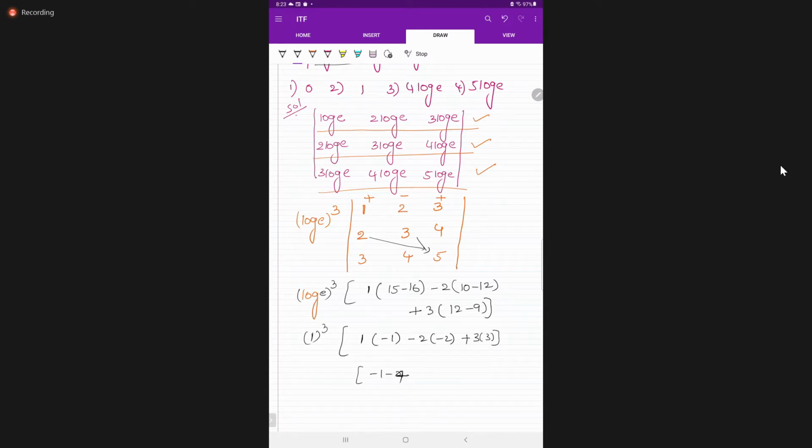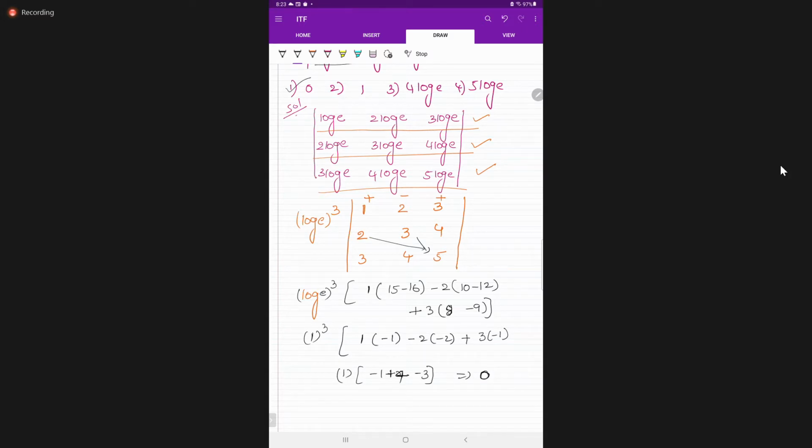Ma'am, it's 8 minus 9. Yes, 10 minus 12 is minus 2, and 8 minus 9, so this is minus 1, right? Minus 1, right? Please respond, all of you students. Yes, this is 8. 8 minus 9. So 3 into minus 1, minus 3. This is plus 4, and this is minus 3, which is equal to 0. Yes, answer is 0. So the answer is the first option.